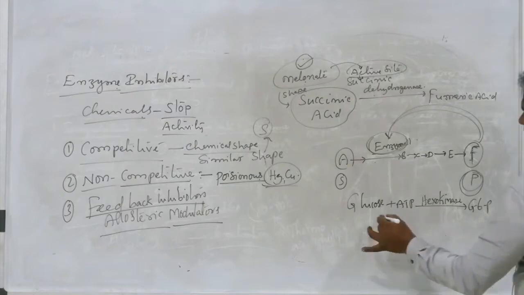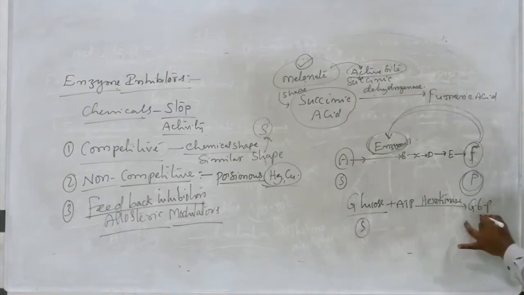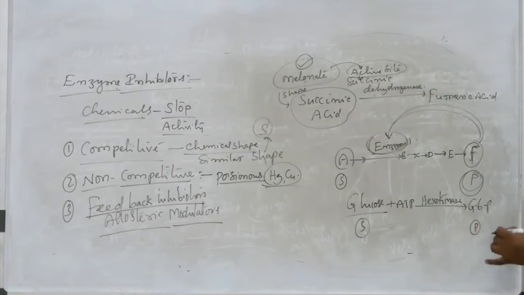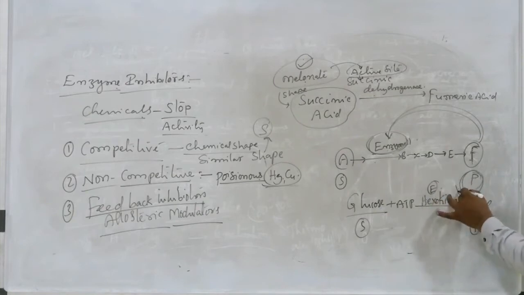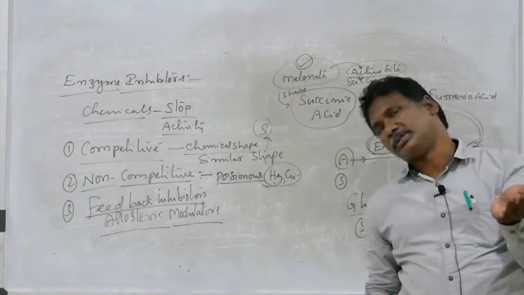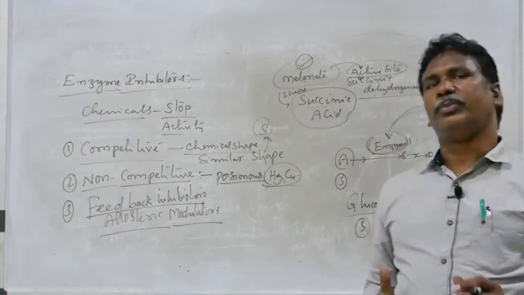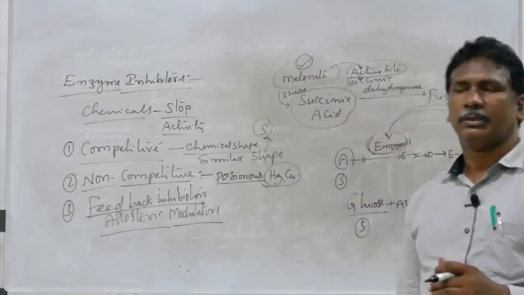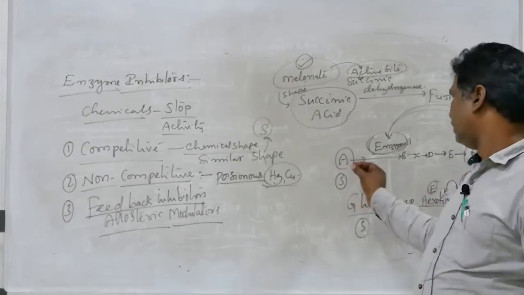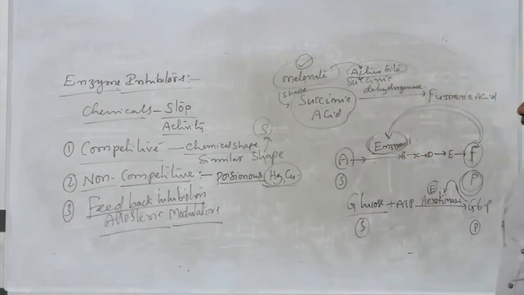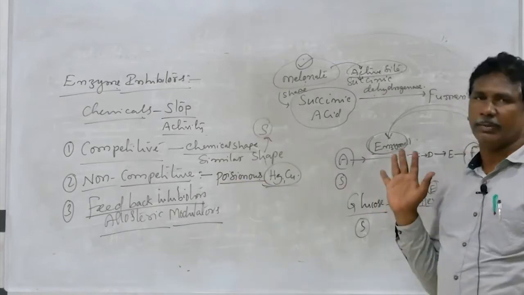So you can see this one, this is the substrate. Glucose 6-phosphate is a product. The accumulation of the product glucose 6-phosphate can inhibit the activity of the enzyme hexokinase. That is called feedback inhibitors. So these are the enzyme inhibitors.